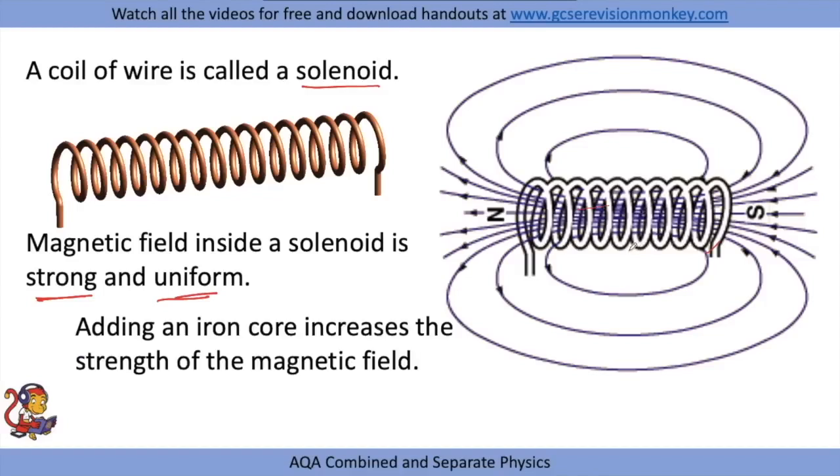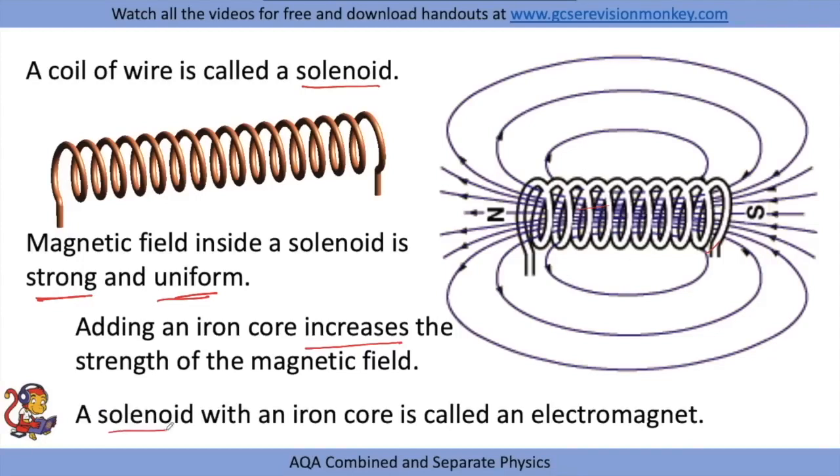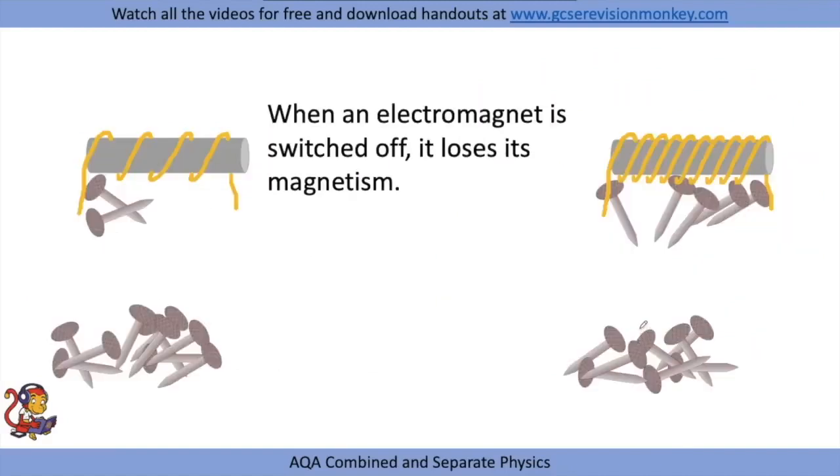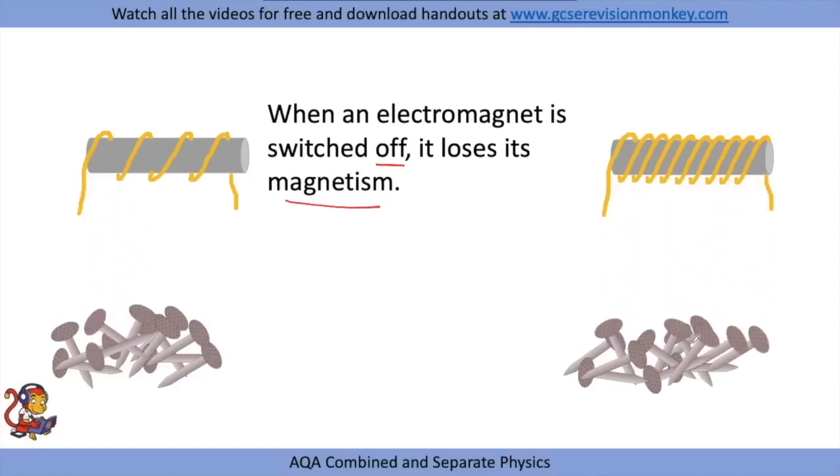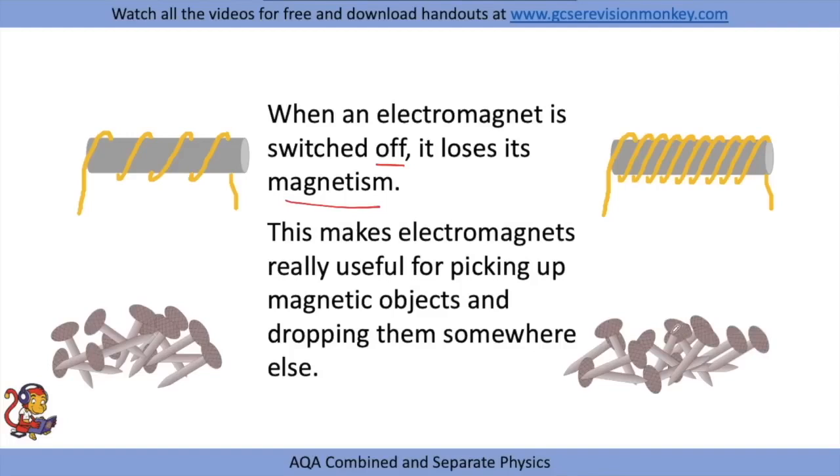If you add an iron core, you increase the strength of the magnetic field, so if you put a core inside there, a solenoid with an iron core is called an electromagnet. So if you were to put an iron core inside that coil, we could now call that an electromagnet. Electromagnets are useful because when an electromagnet is switched off, it loses its magnetism. So if we switch these off now, it would drop the nails, and this makes it useful for picking up objects and dropping them somewhere else. So for example, on a scrapyard, they're used to pick up magnetic objects and drop them somewhere else in the scrapyard.